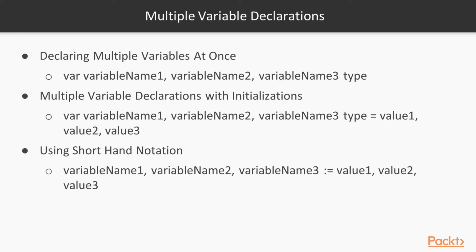Now, let's take a look at multiple variable declarations. Go also provides us the capability to perform multiple variable declarations in one statement. In the first example, we declare 3 variables of the same type. Note that we only need to include the type once at the end. In the second example, we declare 3 variables of the same type and initialize all 3 of the variables with a value. Variable name1 is assigned the value of value 1, and so on. In the third example, we use the := operator to declare and initialize the 3 variables.